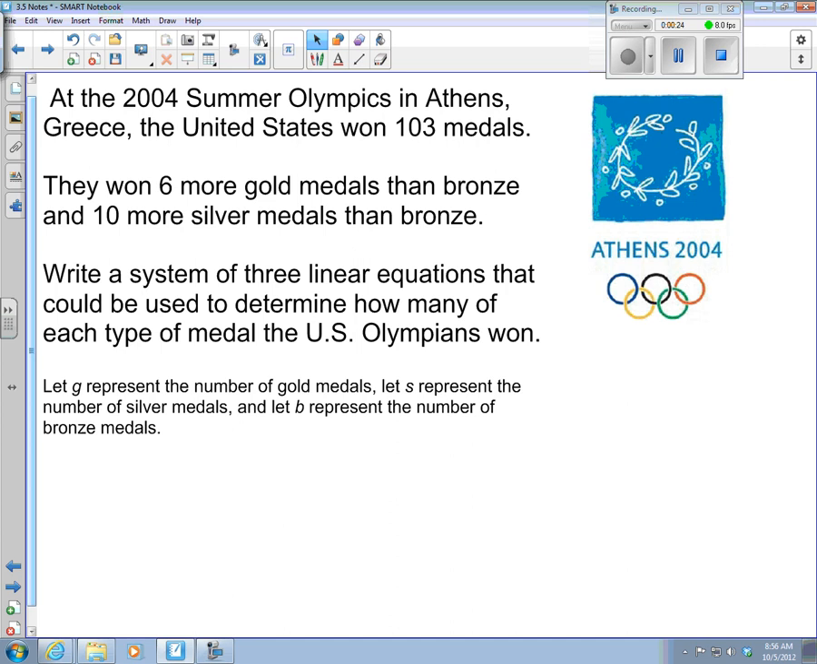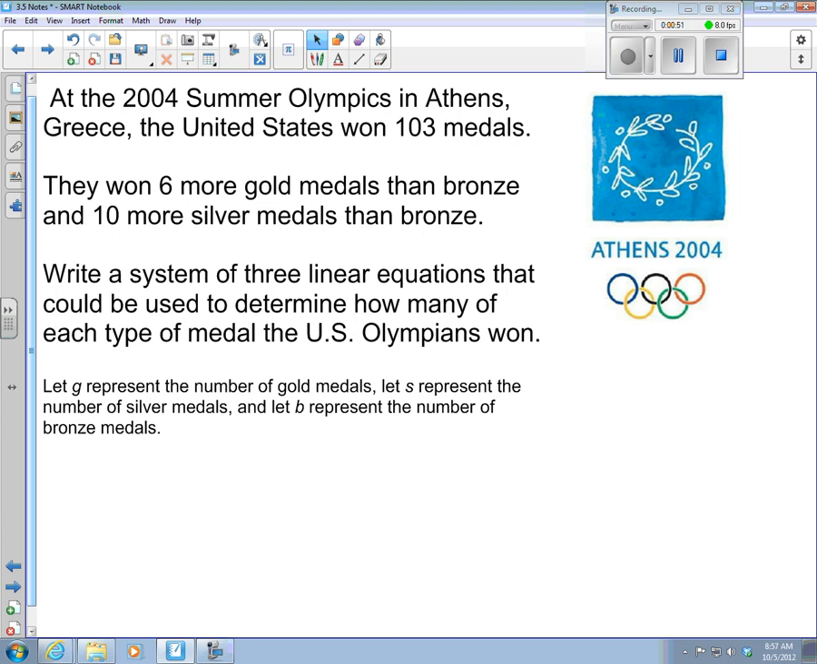Anyway, at the 2004 Summer Olympics in Athens, Greece, the United States won 103 medals altogether. They won 6 more gold medals than bronze medals and 10 more silver medals than bronze medals. Write a system of 3 linear equations that could be used to determine how many of each type of medal the U.S. won. Let G represent the number of gold medals, S represent the number of silver medals, and B represent the number of bronze medals. Pretty obvious and straightforward stuff.